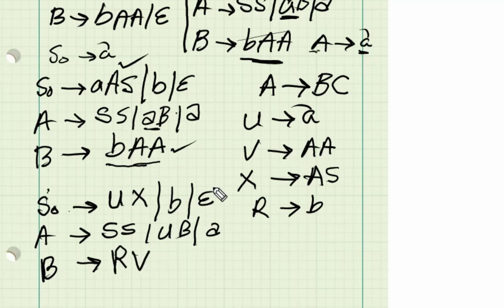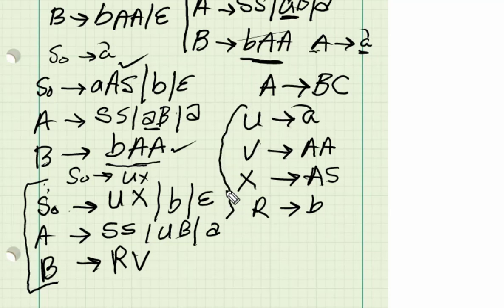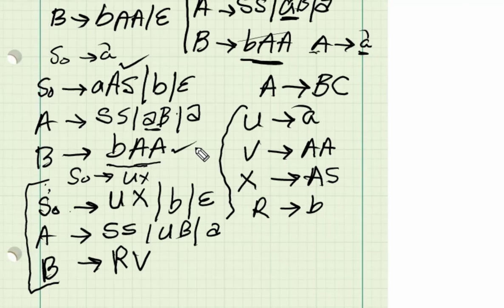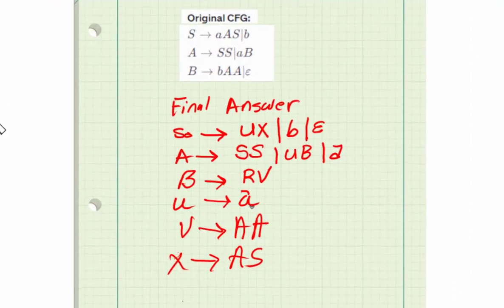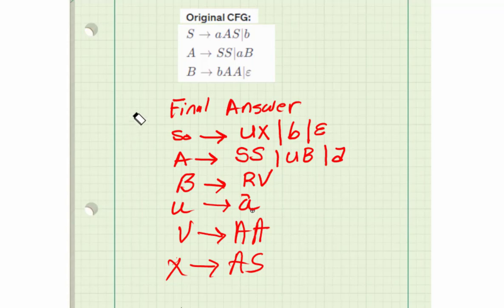So do these satisfy the three conditions? Yes. I have only non-terminal variables that S can produce. S can produce these UX, or S can produce only one single terminal or an empty string. A can produce two non-terminal variables or one single terminal, and B also. Now you have to include these equations into your answer. So let me fix that. So here's the final answer, cleaned up a little bit, and let's check it out.